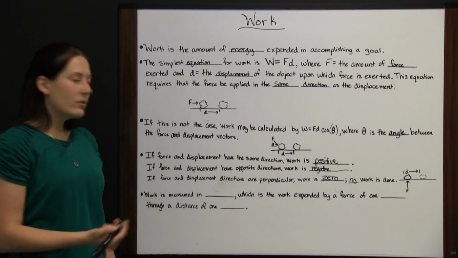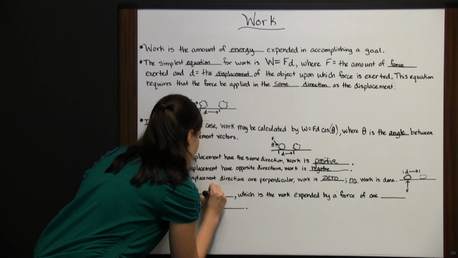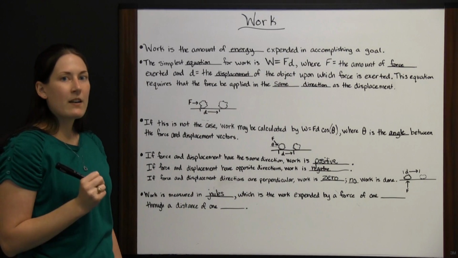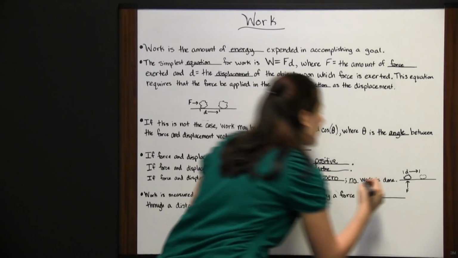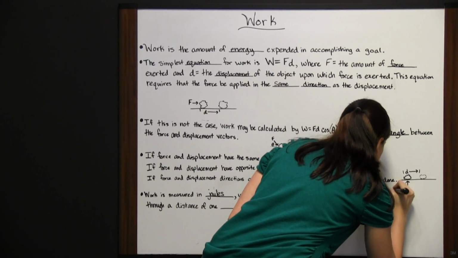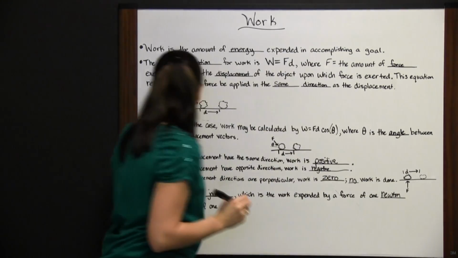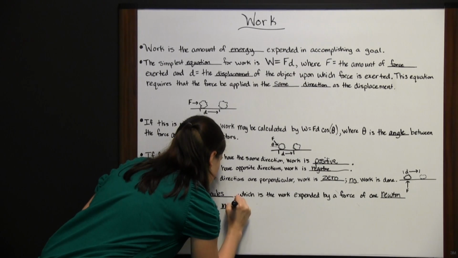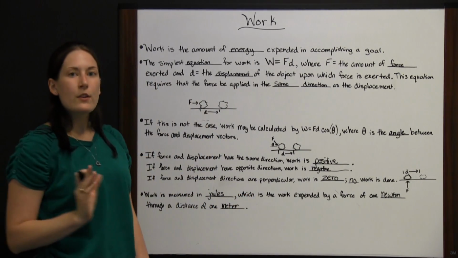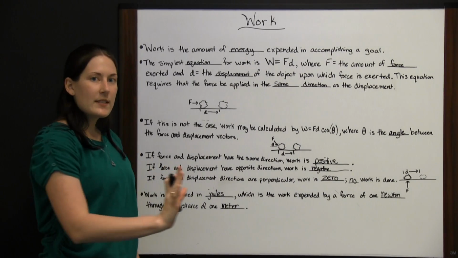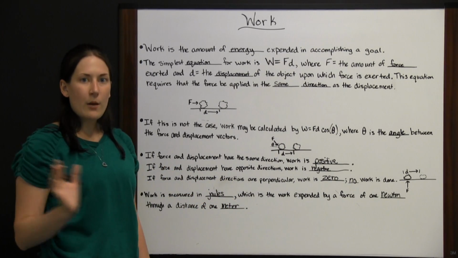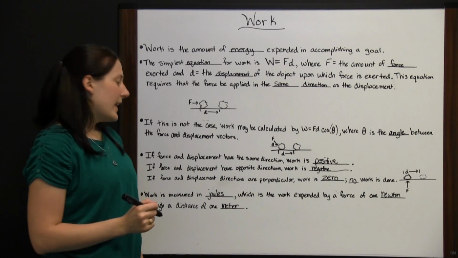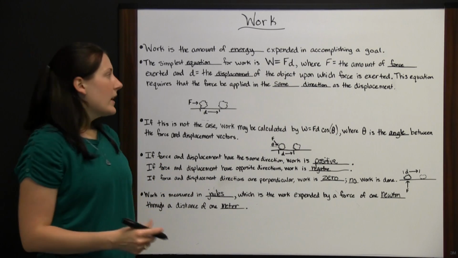Work is measured in joules, and a joule is the work expended by a force of 1 Newton through a distance of 1 meter. So if you exert 1 Newton of force through a distance of 1 meter while you're pushing an object 1 meter, that is equal to 1 joule, and work is measured in joules.